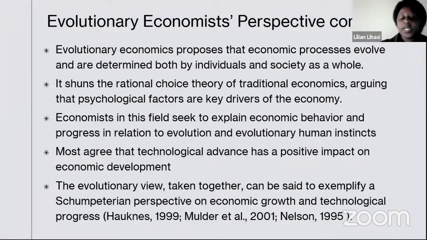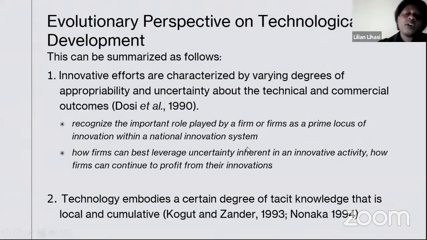This view, as we look at it, exemplifies the Schumpeterian perspective of economic growth and technological progress. So as we progress, we are going to look at how this technology and economic growth perfect the national systems of innovation. Therefore, we are looking at the evolutionary perspective of technological development.